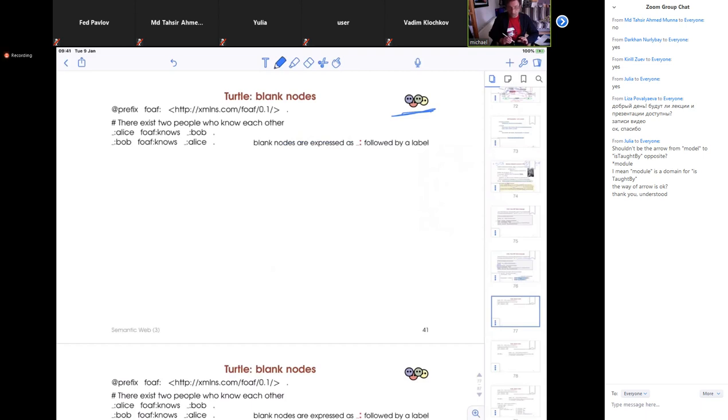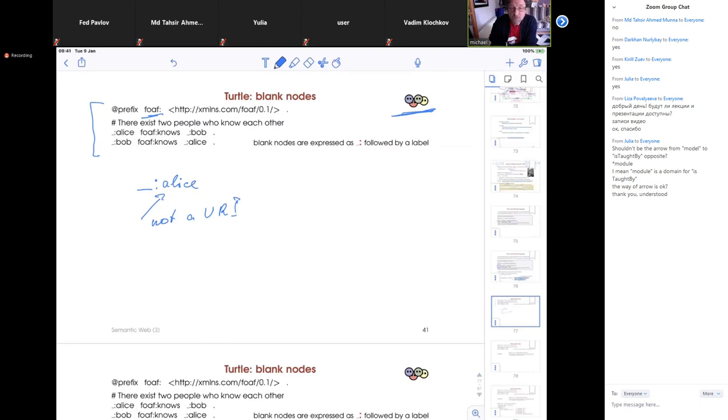Okay, so let's have a look at blank nodes in this Turtle language, because they are quite interesting. Let's consider this document. Here I give the namespace FOAF, friend of a friend. This is the URI. And the document I have here says that there exist two people who know each other. But note that I write here underscore colon Alice. This is supposed to denote a blank node. That is, this is not a URI.